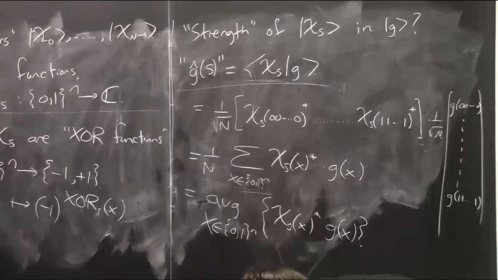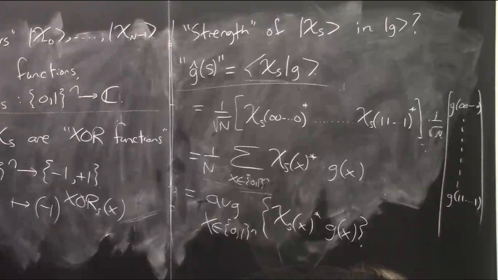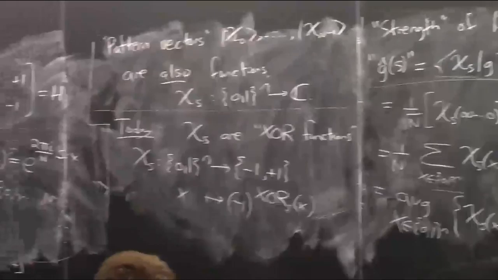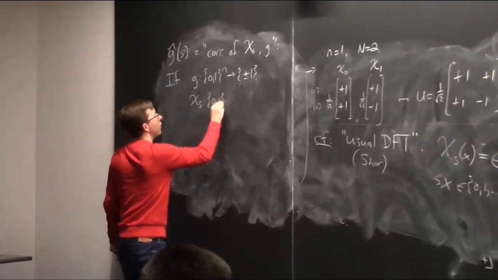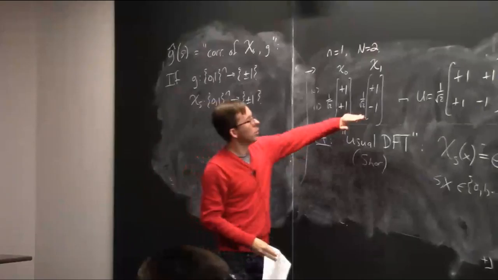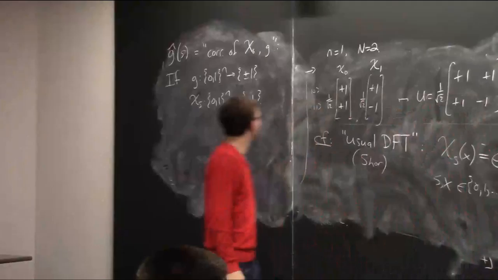It's particularly nice in this case that we're seeing today, where chi s takes plus or minus one values. So if g takes plus or minus one values, which is the case we care about most, since our data vector is coming from a Boolean function with this little plus or minus 1 trick, and our chi s's also take plus or minus 1 values, which they do in this case where we're using the Boolean Fourier transform, and these chi s's are these pattern XOR functions, then this is even more gloriously enjoyable.